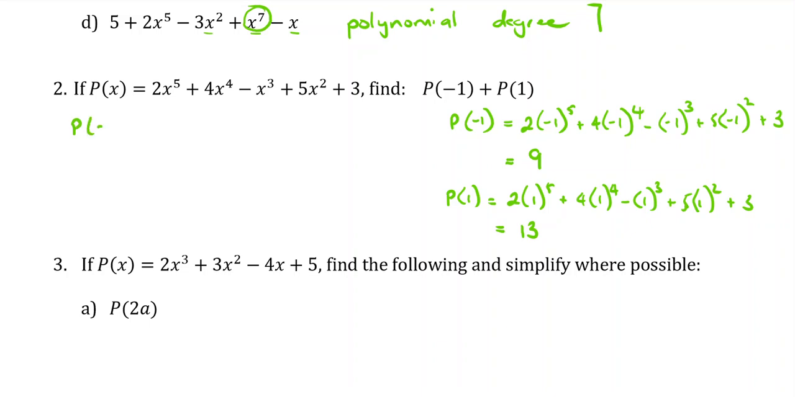So I'm after p of negative 1 plus p of 1. P of negative 1 is 9. P of 1 is 13. So that is equal to 22.